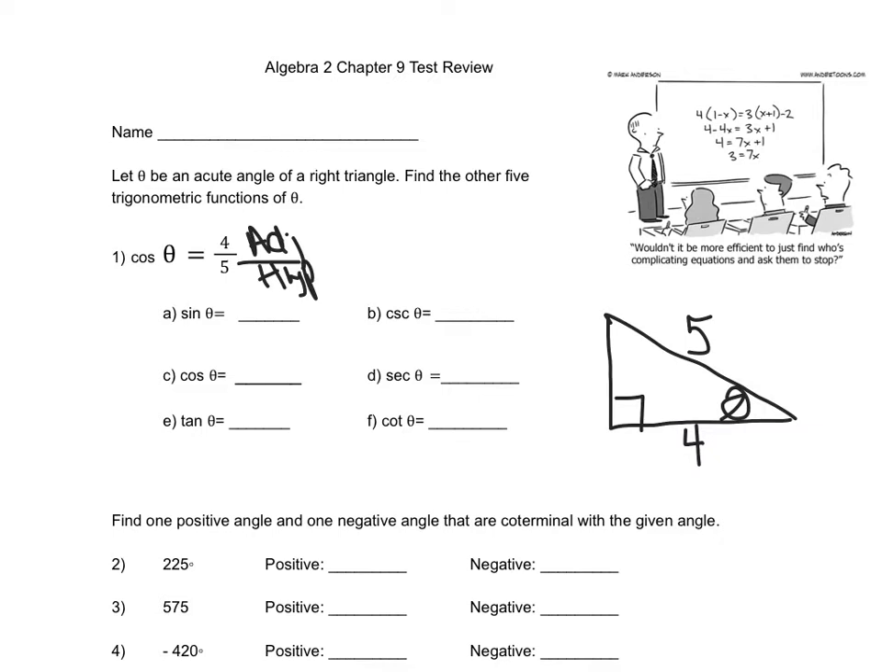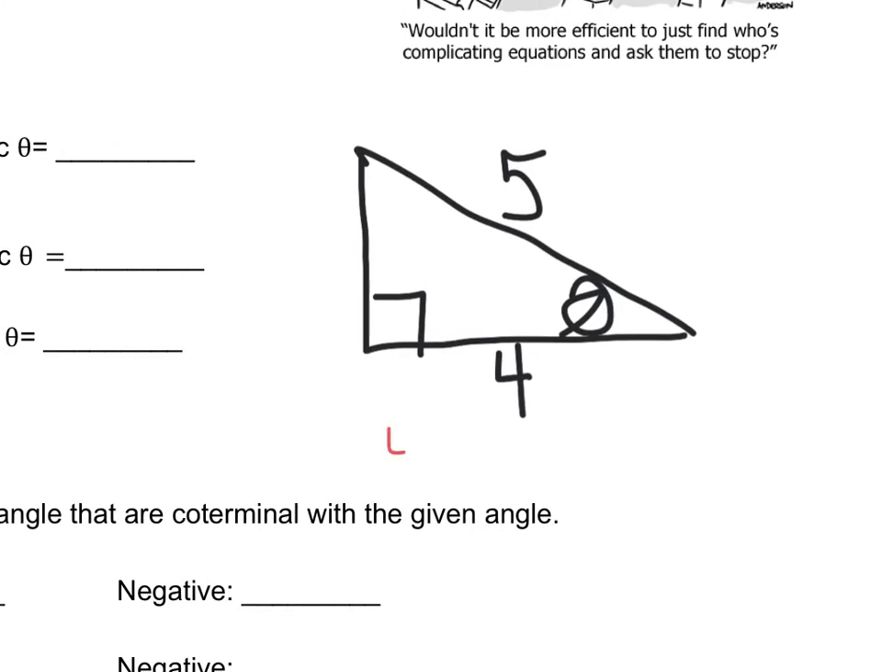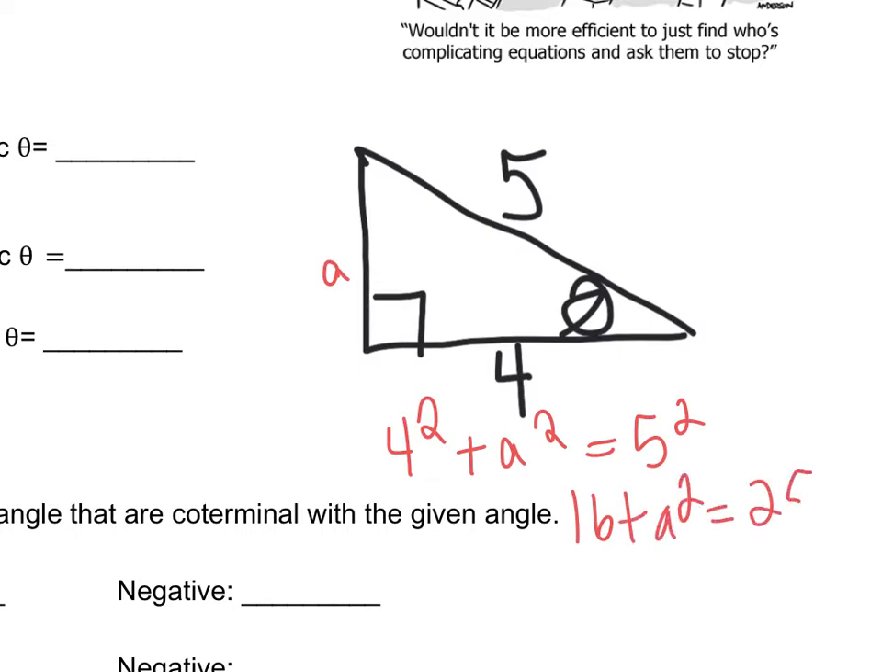So in order to fill out the rest of these, the first thing that we are going to need to do is figure out what that third side is. Well, if I know two sides of the triangle, I can figure out the third side using the Pythagorean theorem. So just really quick here, I'm going to say I know that 4 squared, we can call that a, plus a squared equals 5 squared. So I have 16 plus a squared equals 25. If I subtract 16 from both sides, I get a squared is 9. And I take the square root, so I know that a equals, that my third side here is 3.